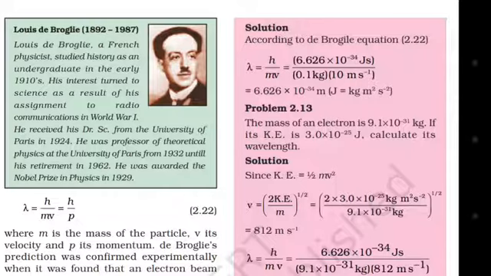His interest turned into science as a result of assignment to radio communications in World War I. He received his Doctor of Science (D.Sc.) from the University of Paris in 1924. He was professor of theoretical physics at the University of Paris from 1932 until his retirement in 1962. He was awarded the Nobel Prize in Physics in 1929.